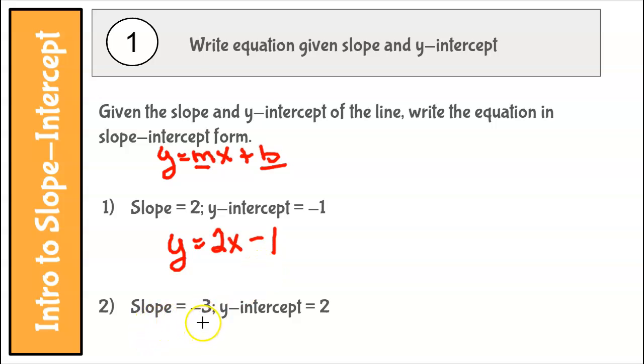Number 2, slope is -3, the y-intercept is 2. So the -3 goes in front of the x, and the y-intercept goes at the end. That's it.